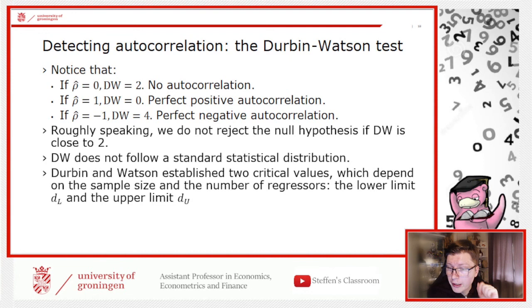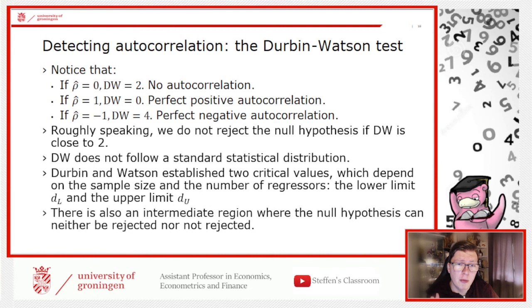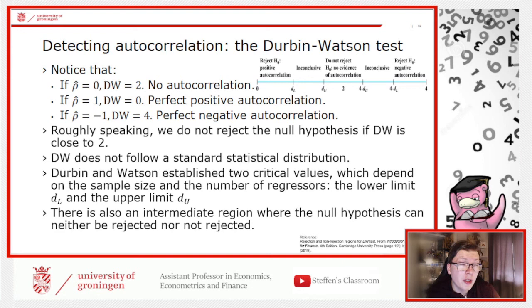Indeed, there are significance levels for this, but look at it here. You find that you have an upper and a lower bound. We call it d_L for the lower bound and d_U for the upper bound. What I mean is that there are these kinds of boundaries here. It's a little different. It's not a standard statistical distribution. So there's also an intermediate region where you can't be sure what's happening.